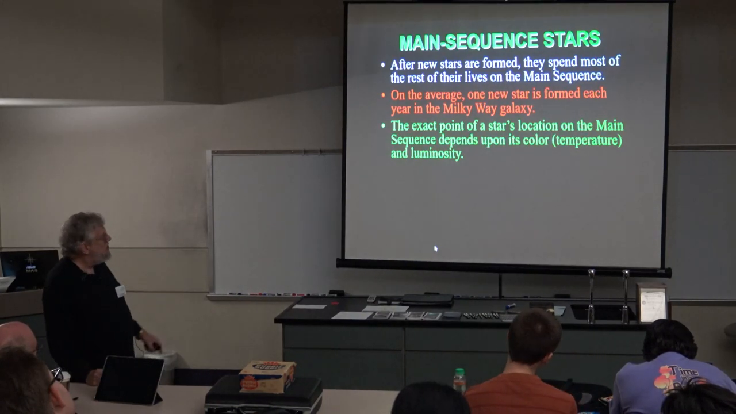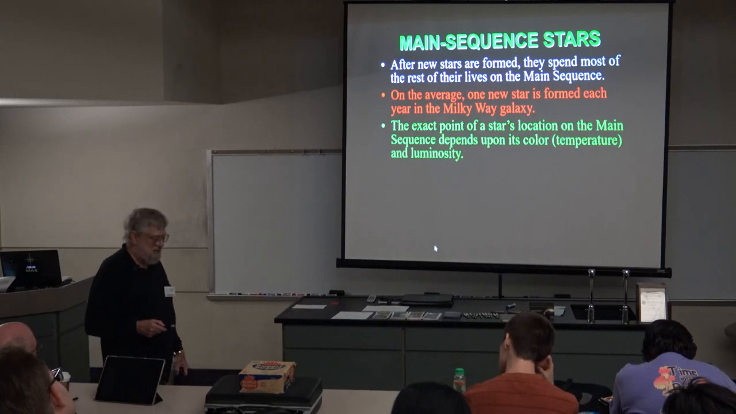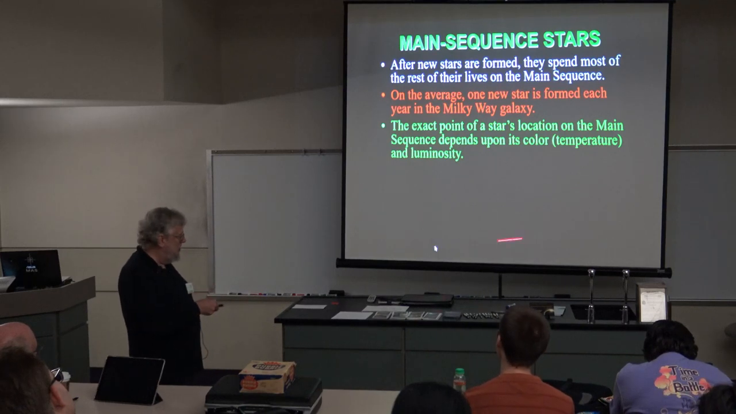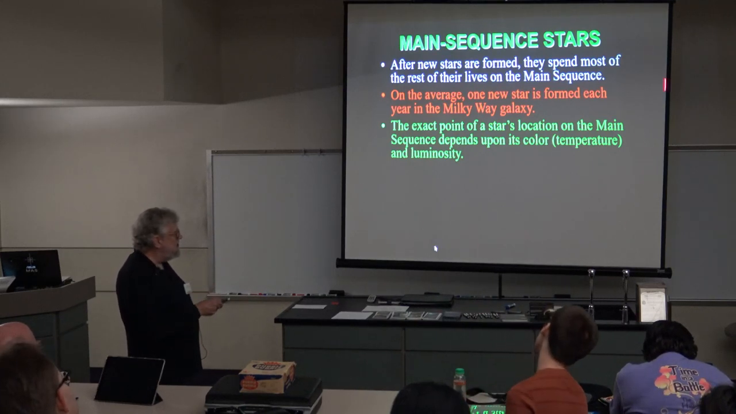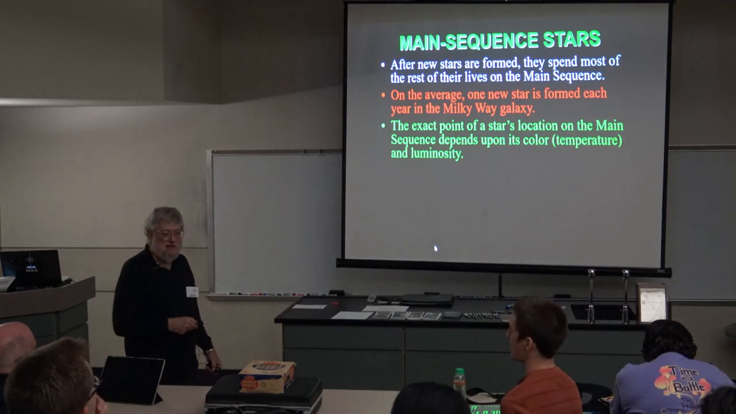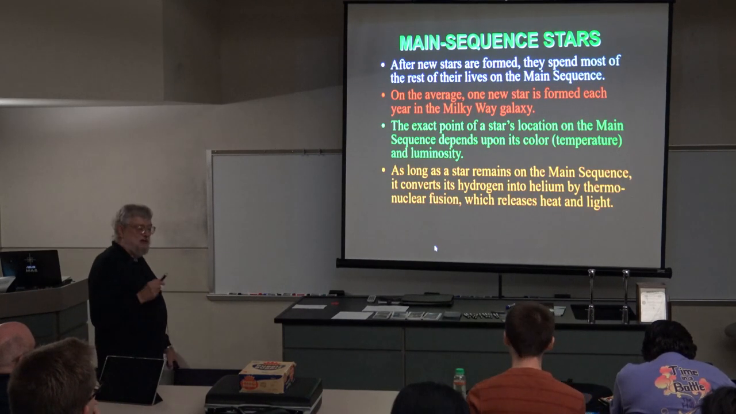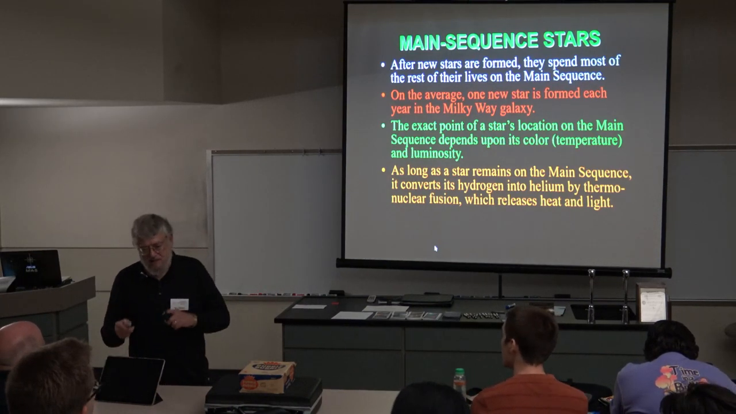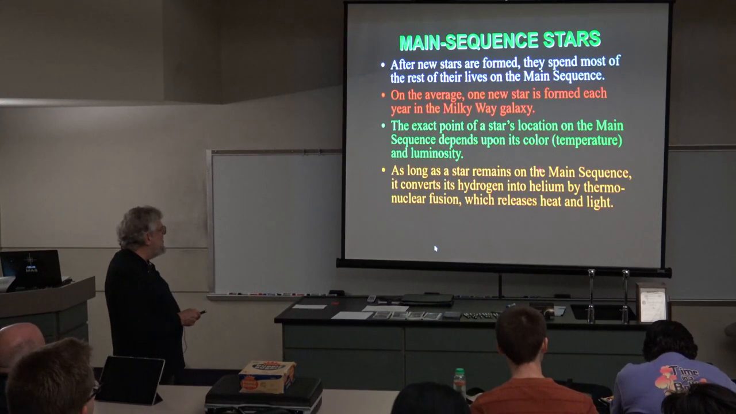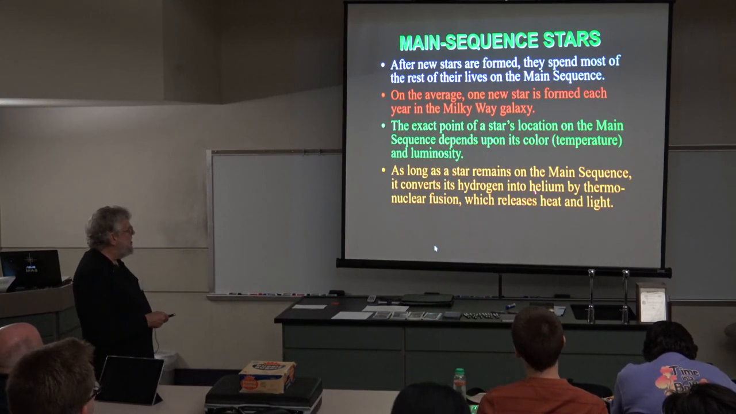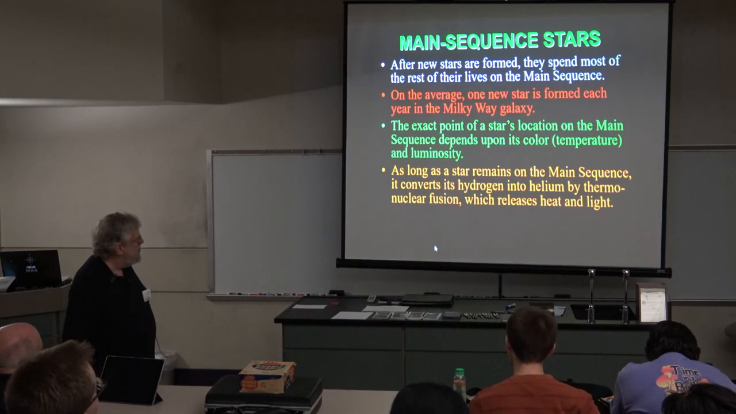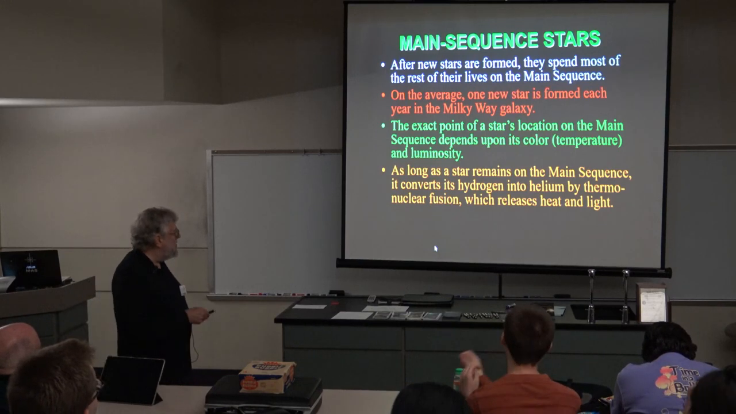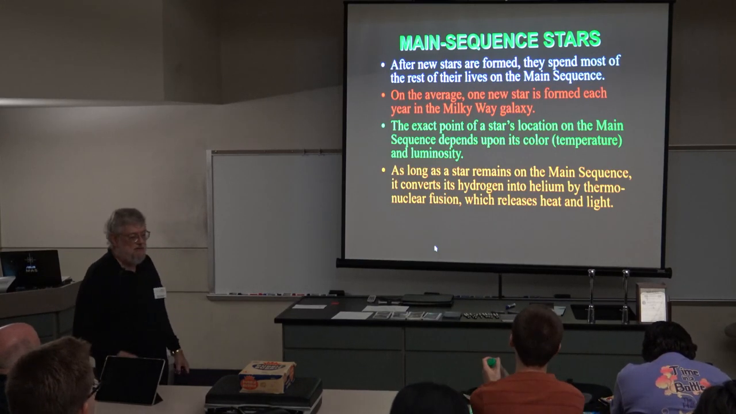The location of a star on the main sequence, as we saw just from looking at the graph, depends on its color or temperature, the horizontal axis, and its luminosity or brightness compared to the sun on the vertical axis. And here's the first inkling of our main topic for tonight: as long as a star remains on the main sequence, it converts hydrogen into helium by thermonuclear fusion, which is the same thing that takes place in a hydrogen bomb. And that's what releases heat and light from the star.